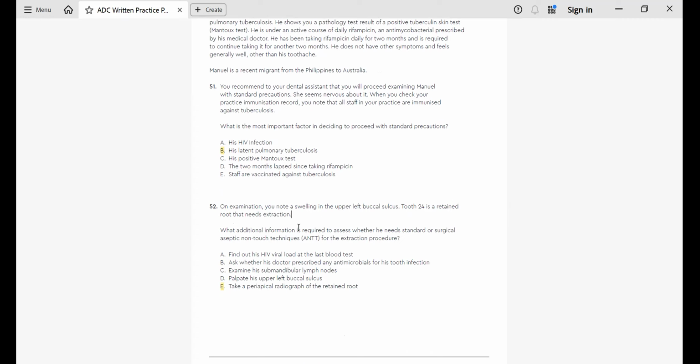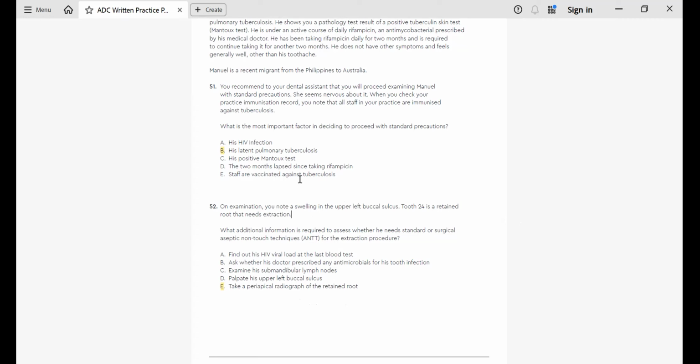What additional information is required to assess whether he needs standard or surgical aseptic non-touch technique, ANTT, for the extraction procedure? All right, that's what the question is asking. And the answer is take a periapical radiograph of the retained root, which will help you assess the degree, difficulty and complexity of the extraction. All right.